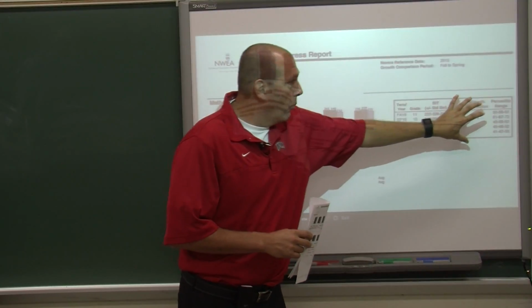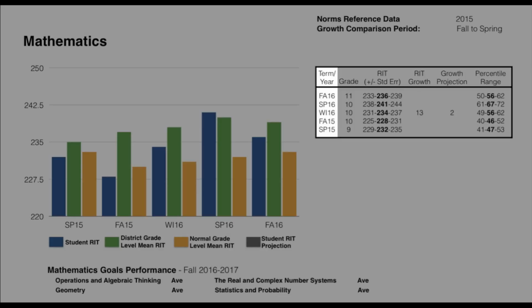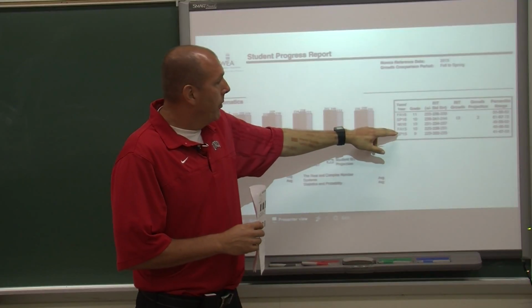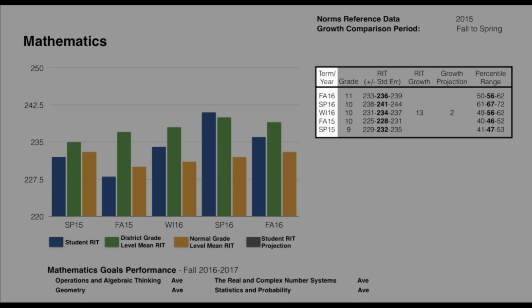This is one of the most important boxes in the test results here. This particular student is a junior, and these are all the different math sessions this student has taken. FA 16 means this last fall, the test you took in August. This student took the math test 3 times as a junior. You can see fall, winter, and spring, and then once as a 9th grader.